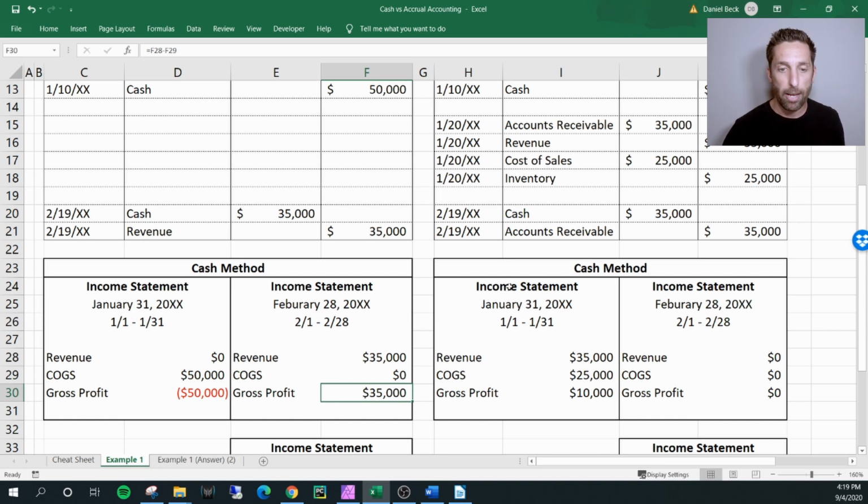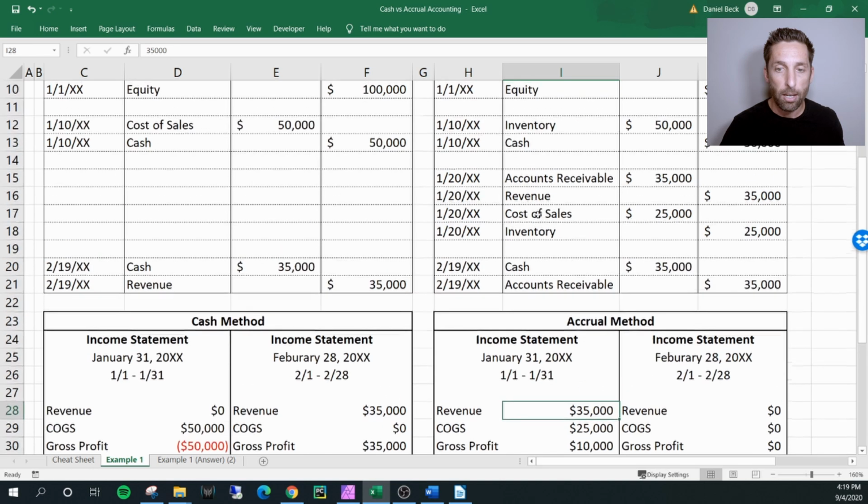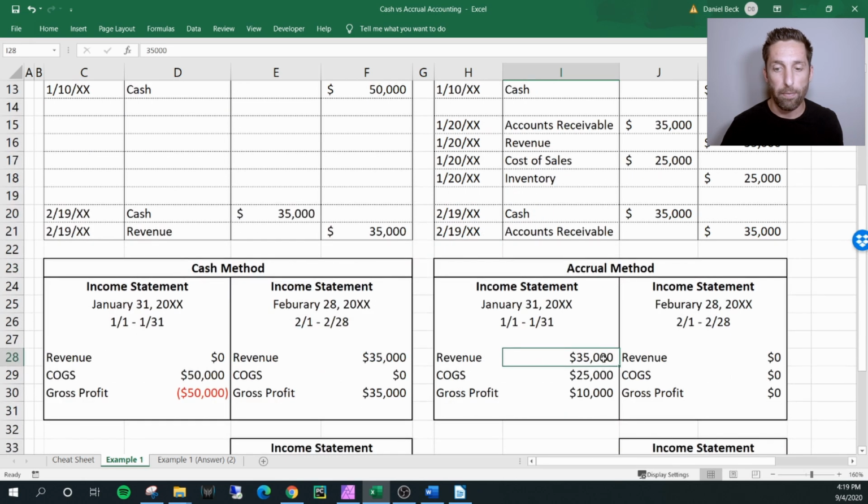Now let's compare that to the accrual method. Under the accrual method, we're going to recognize the revenue and the cost in the period in which they were incurred. So on January 20th, when we shipped that inventory, we were entitled to recognize the revenue. So we recognized the revenue of $35,000. We also recognized the cost we incurred from the exact inventory we sold.